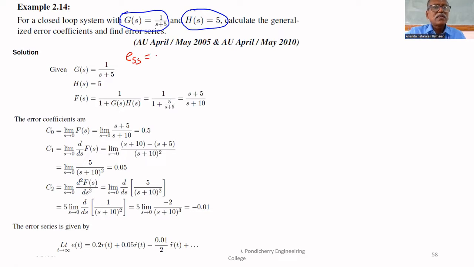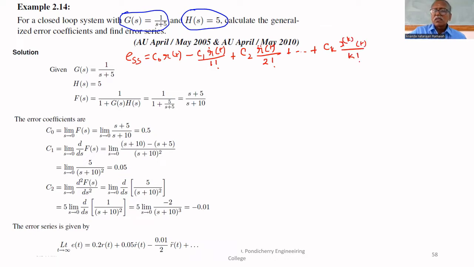The steady state generalized error series e_ss equals C0 R of t minus C1 R dot of t divided by 1 factorial plus tau, that is inside C1, plus C2 R double dot of t divided by 2 factorial, plus etc., plus Ck, kth derivative of R divided by k factorial. That's all. This is the generalized error series.